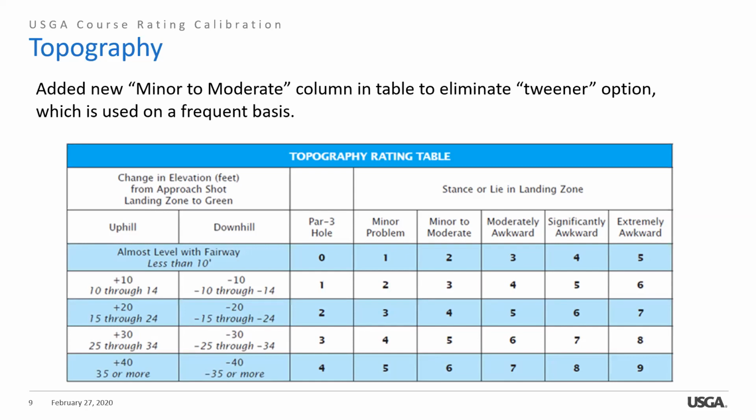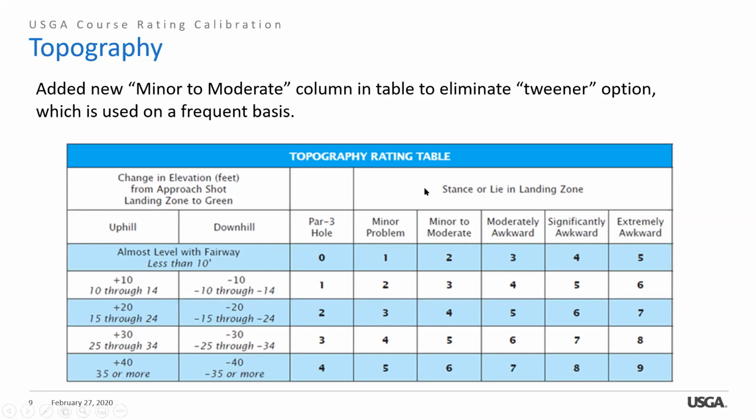So let's say the elevation change is 10 feet from the landing zone going to the approach shot to the green, and you view that as a minor problem. You look at the 2 from the minor problem up or down 10, and the moderately awkward application that was your second shot, and you record the higher value. So in that case, you would in fact use the second shot application with the 3 to be recorded on your Form 1.